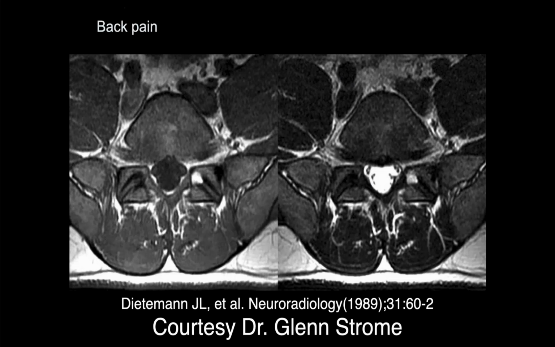There's this fluid-filled structure in the left facet joint there at L5-S1. What's it filled with? Probably synovial fluid there, right? Like a synovial cyst coming from the facet joint. So this is T1 and this is T2. Oh, yeah. So it's fat.